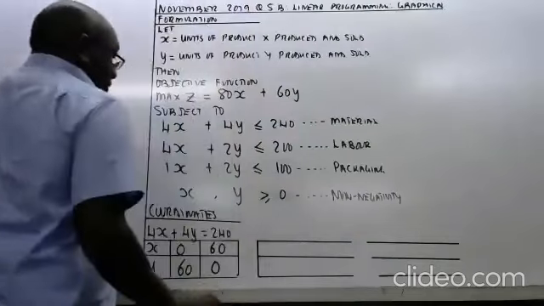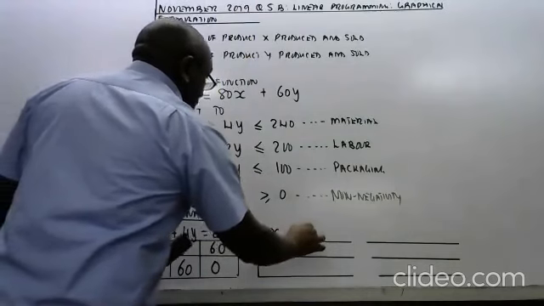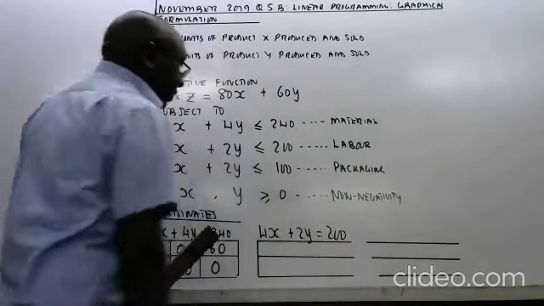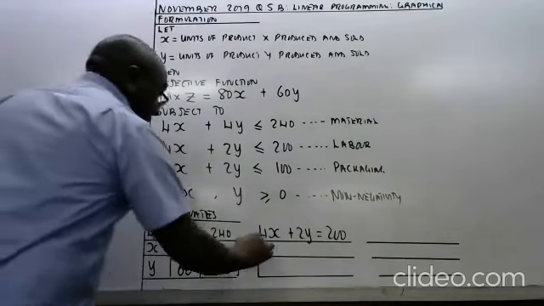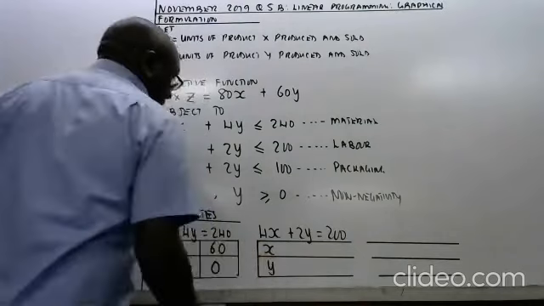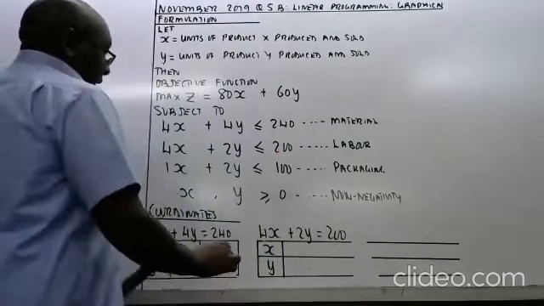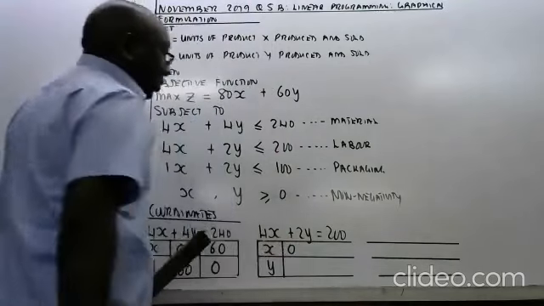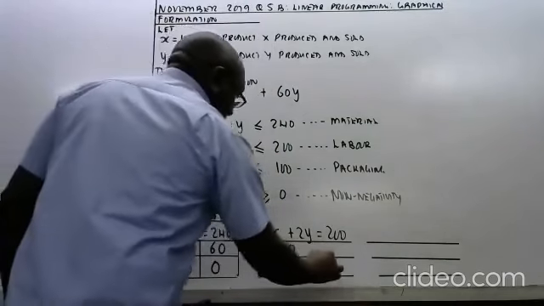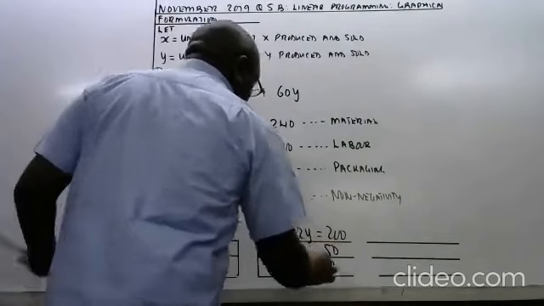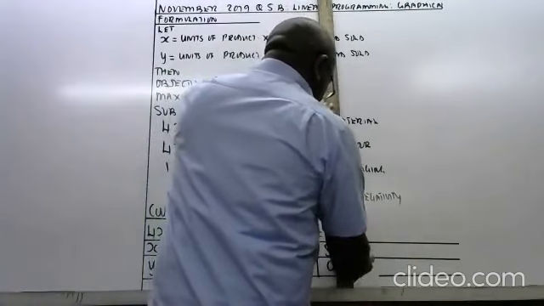Then we go to the next one, which is 4x plus 2y is equals to 200. So if this is x and this is y, if x is 0, then y will be 100. And if y is 0, then x will be 50.